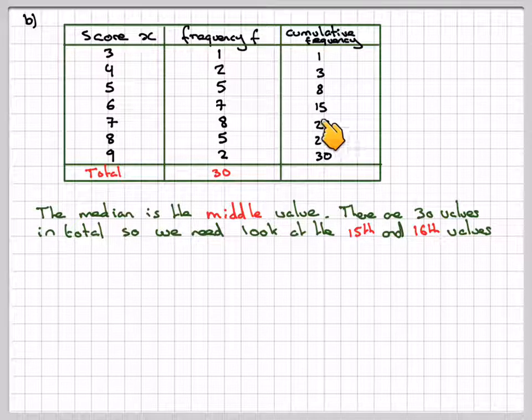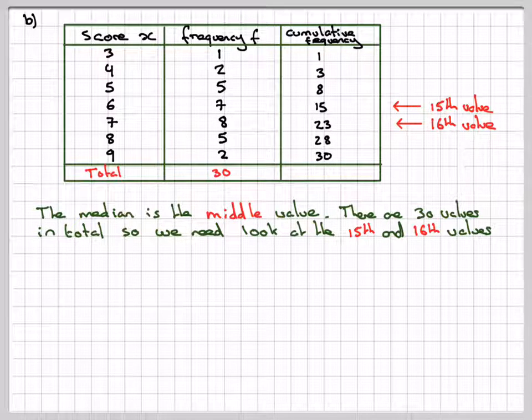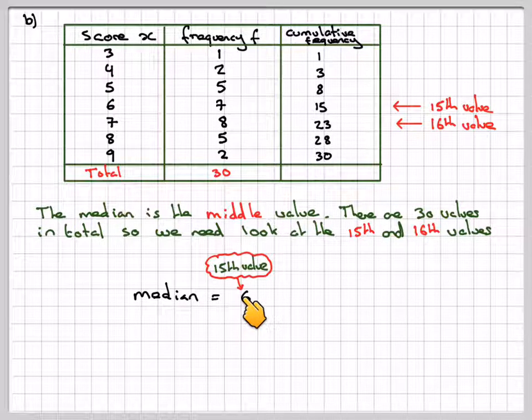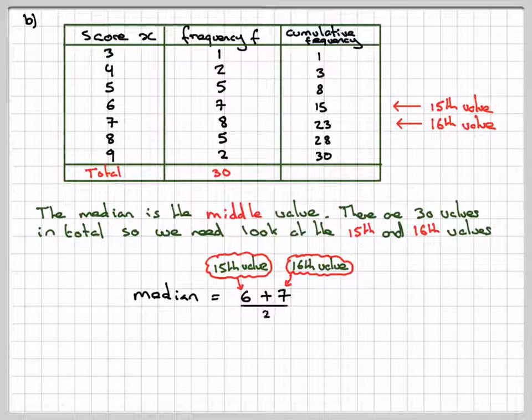So we can see very clearly that the 15th value is a 6, and the 16th value is in this one here, and that's going to be a 7. So the 15th value is 6, and the 16th value is 7. And what you do for the median is you add those together, so 6 plus 7, and then divide by 2, which gives you 6.5.